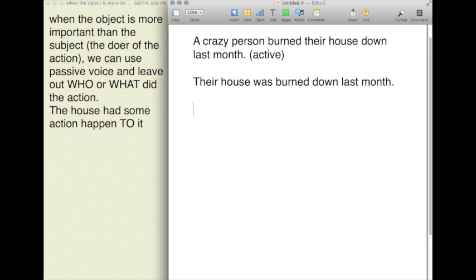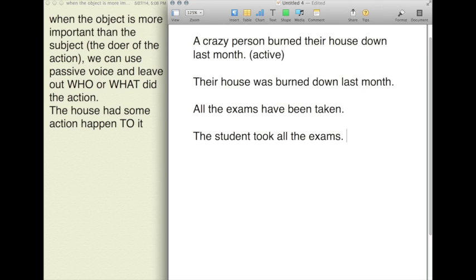Okay, let's just look at a couple more examples here. All the exams have been taken. Active or passive? Well, the active voice would be "the students took all the exams." See, simple past. "Have been taken," past participle. So it is a passive sentence. This one is. And it's better in this case, perhaps, if we want to focus on the exams and not the students.